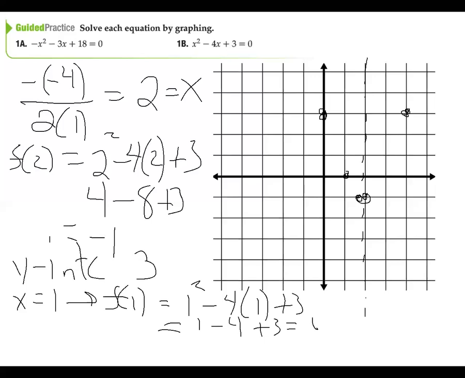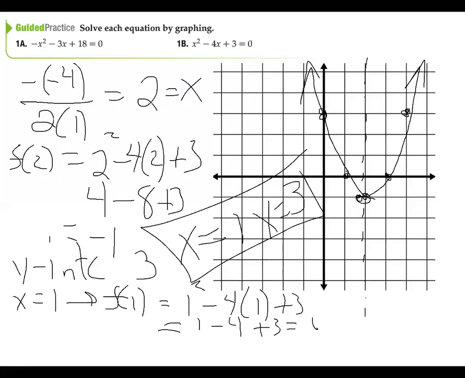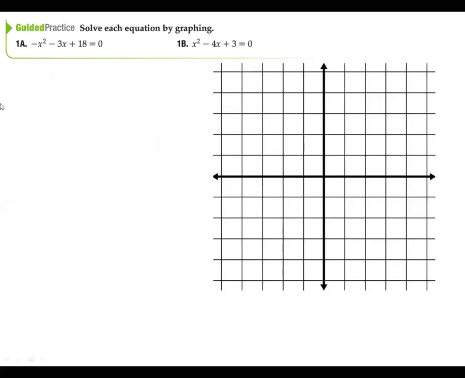And the other point is 1 unit away on the other side. So the parabola looks like this, if you graph it. Okay, and the extra point that I got ended up being the solutions. So the solutions are x equals 1 and x equals 3. All right, let me clear that off.